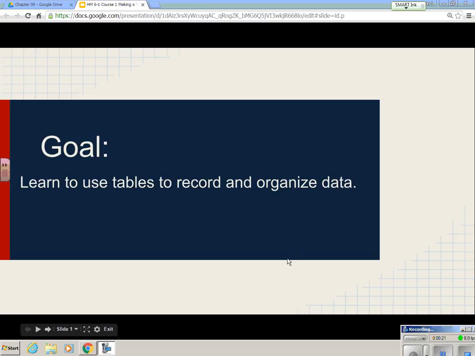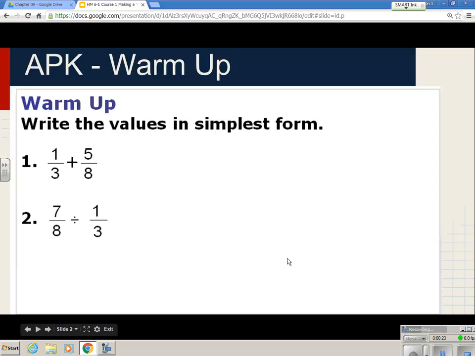All right, now that you got that all written down, here's your warm-up. Let's go back a little bit to division and see how you do. An adding problem and a dividing problem. Come back when you're done.